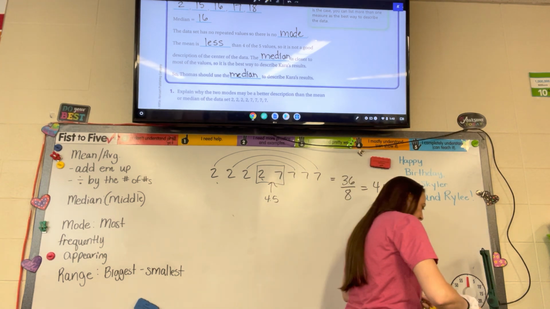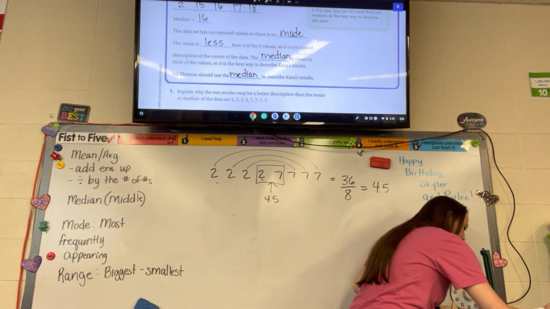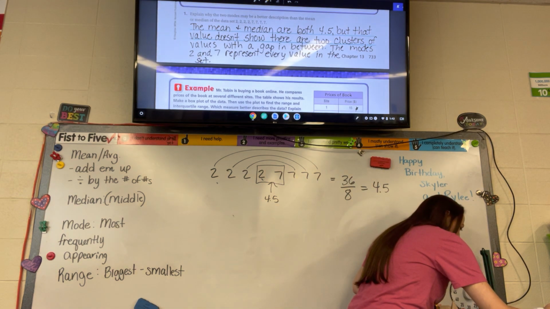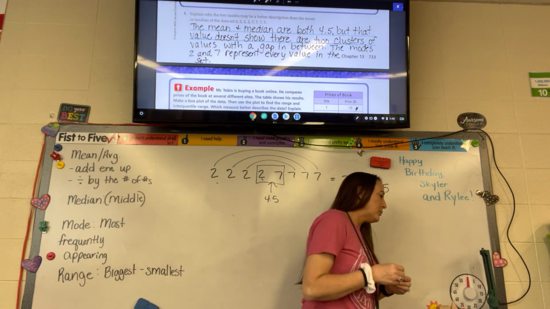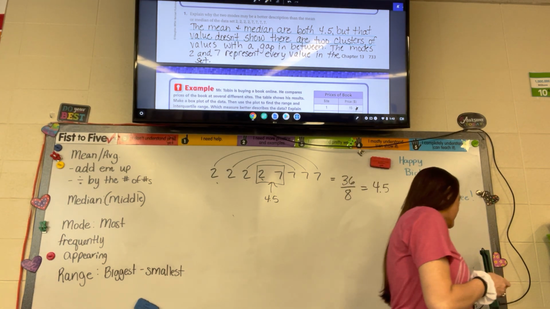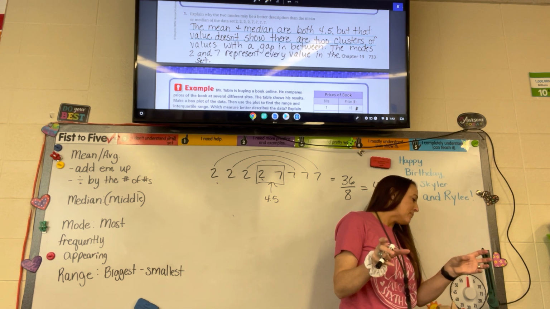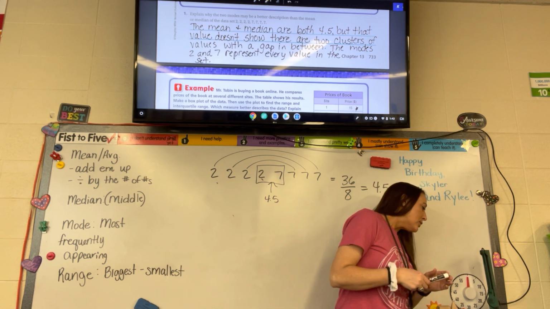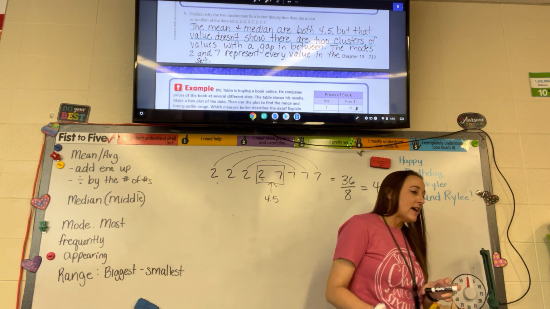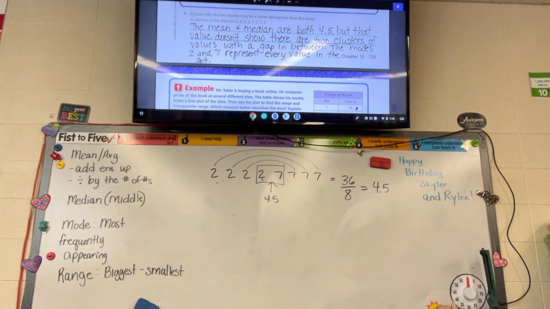So here we go. Copy this down. The mean and median are both 4.5, but that value doesn't show there are 2 clusters of values with a gap in between. The modes 2 and 7 represent every value in the set. You better start copying. There's a lot.